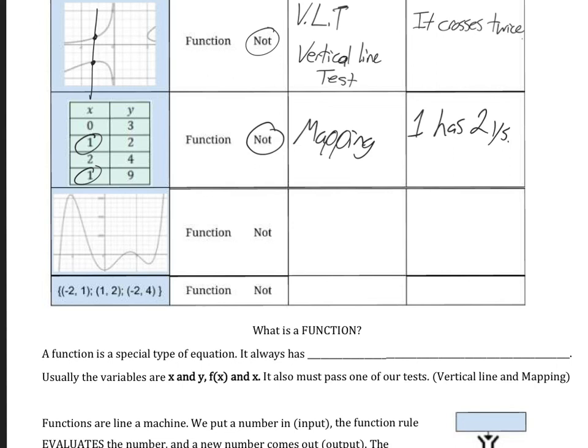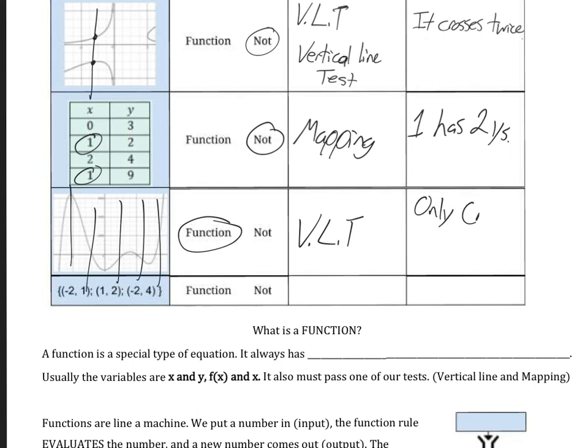Okay, so we should have gotten function because of the vertical line test, because of the fact that I have a graph that tells me, okay, if I drew lines, does it cross more than once? No, so it only crosses once.